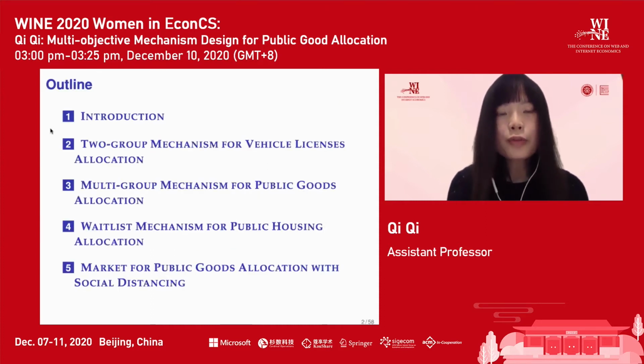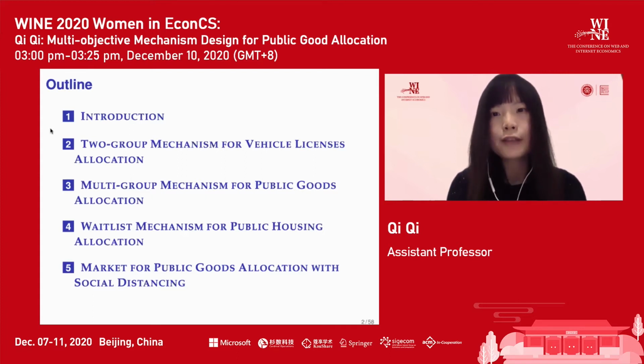First we'll start with the introduction, and then I will mainly focus on 3 detailed applications. One is vehicle license allocation, one is public housing allocation, and the last is public goods allocation with social distancing.